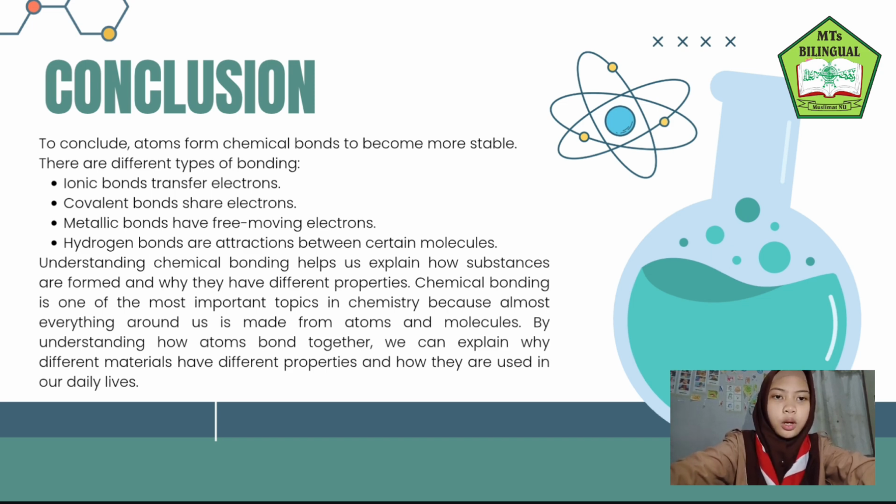Chemical bonding is one of the most important topics in chemistry because almost everything around us is made from atoms and molecules. By understanding how atoms bond together, we can explain why different materials have different properties and how they are used in our daily life.